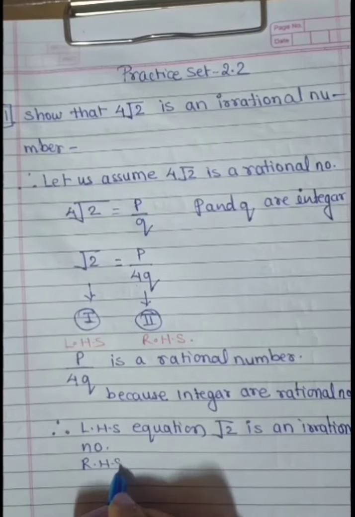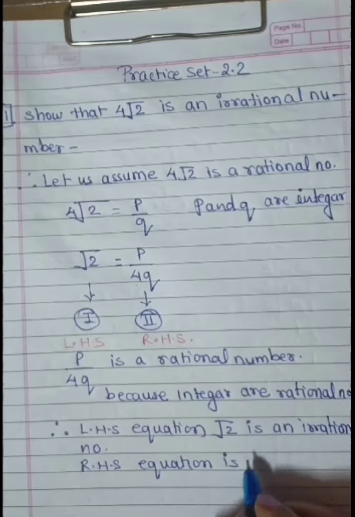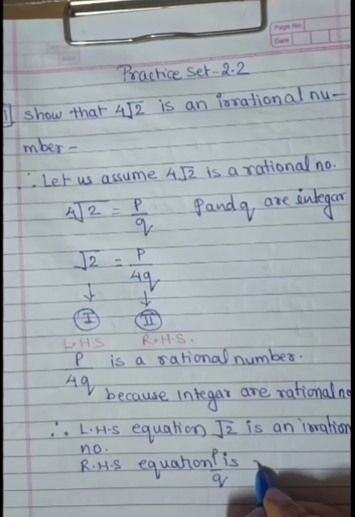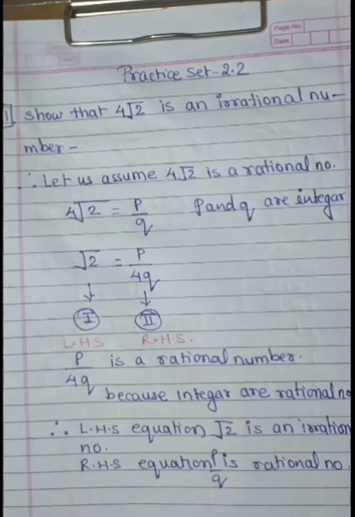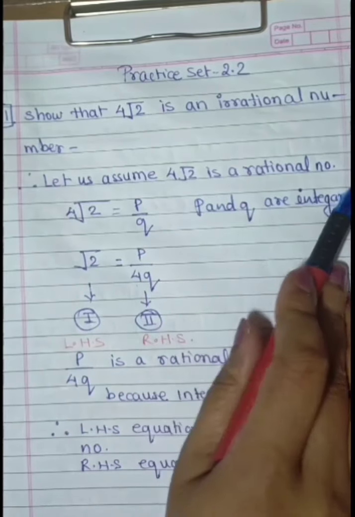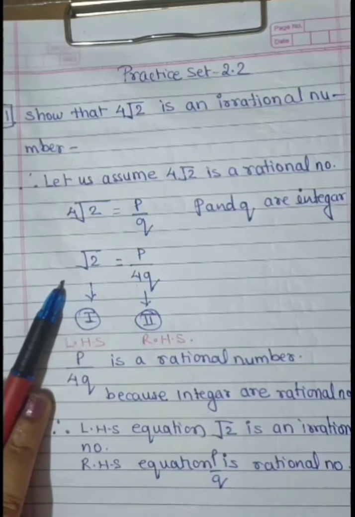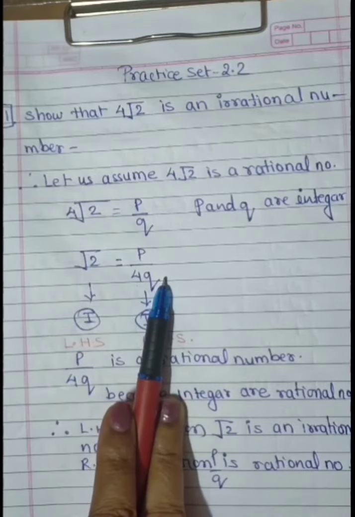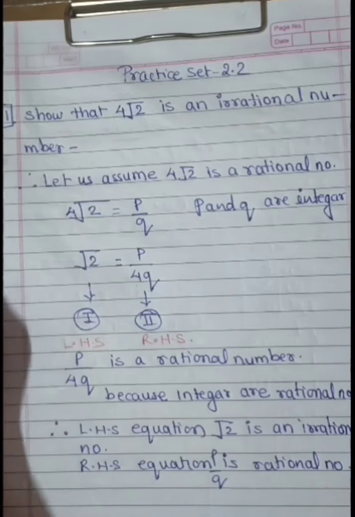The right hand side equation is a rational number. We have assumed that 4 root 2 is a rational number, and what we got is that the left hand side is irrational and the right hand side is a rational number. So we have solved question number 1.